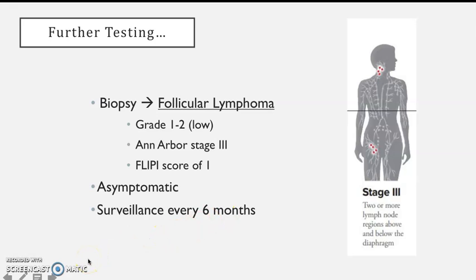He did go to his primary care physician, who referred him to a surgeon who performed a biopsy, and the biopsy confirmed that he did have follicular lymphoma. He was in a low grade. It was Ann Arbor stage 3, and he had an index score of 1. But because he was asymptomatic at this point, the doctor didn't start treatment, but instead put him on surveillance every 6 months.